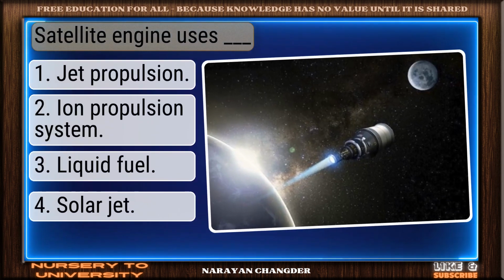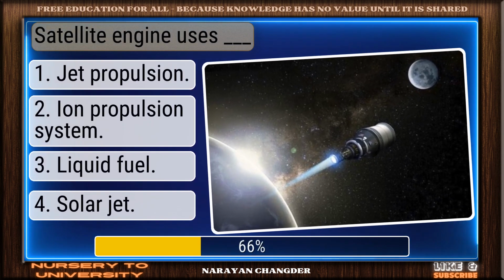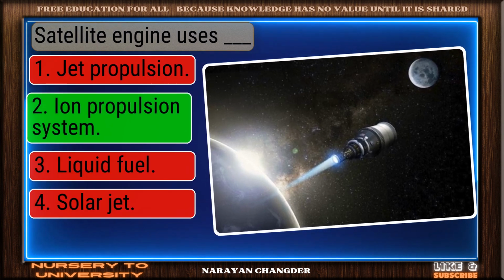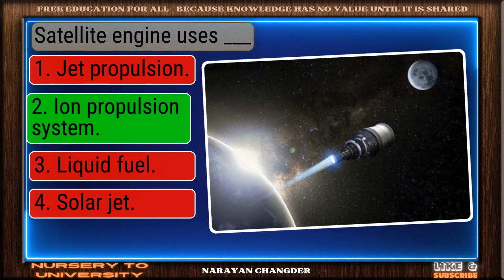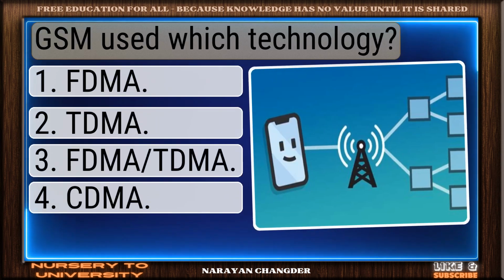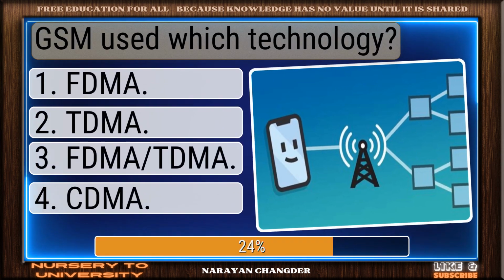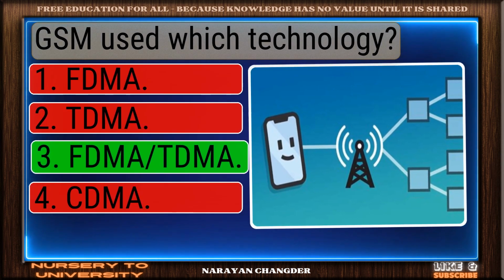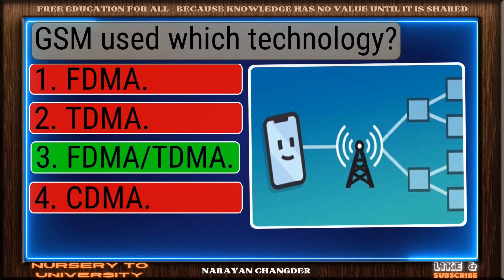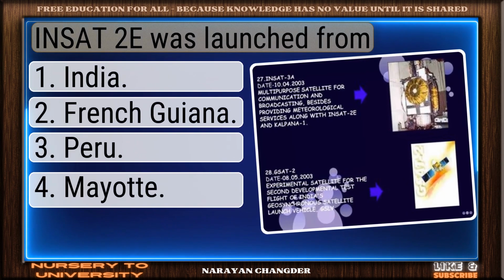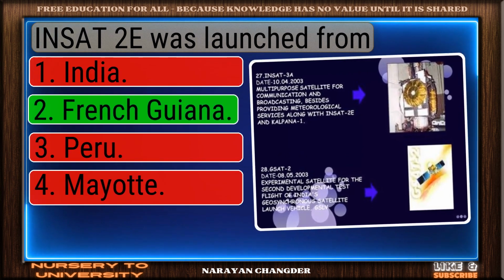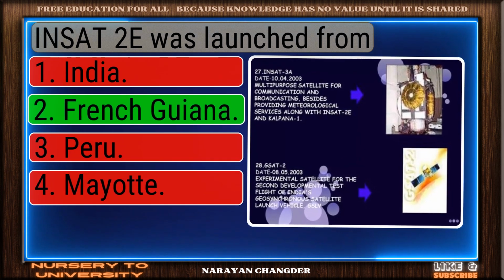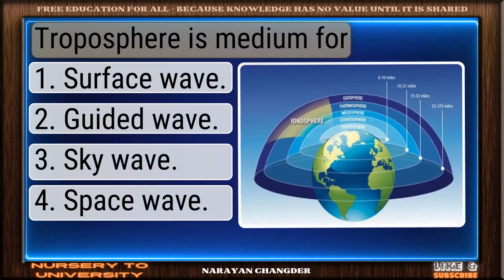Satellite engine uses dash. Nice work. You chose ion propulsion system, and it is correct. JESM used which technology? On track. FDMA is the correct answer. INSAT-2 was launched from. Excellent choice. French Guiana is the right answer.